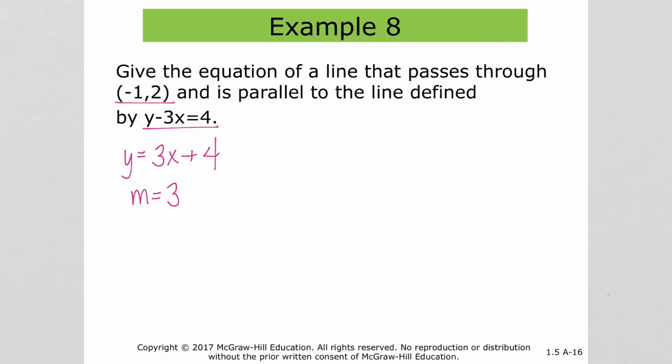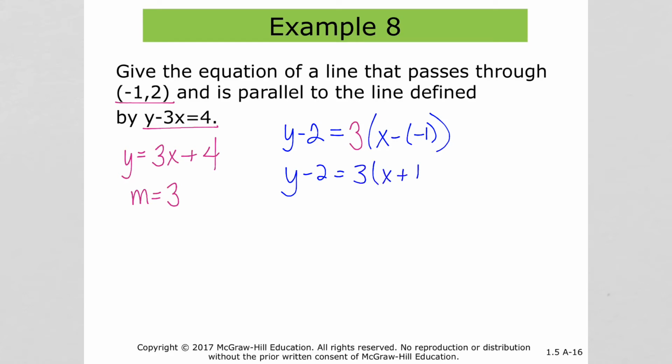And so we're going to use the slope of 3 and the point negative 1, 2 to write the equation of our line. So y minus y sub 1 equals m times x minus x sub 1. And I'm going to go ahead and write this in slope-intercept form. So we're going to distribute the 3 and add 2. So the line parallel to y equals 3x plus 4 is y equals 3x plus 5.